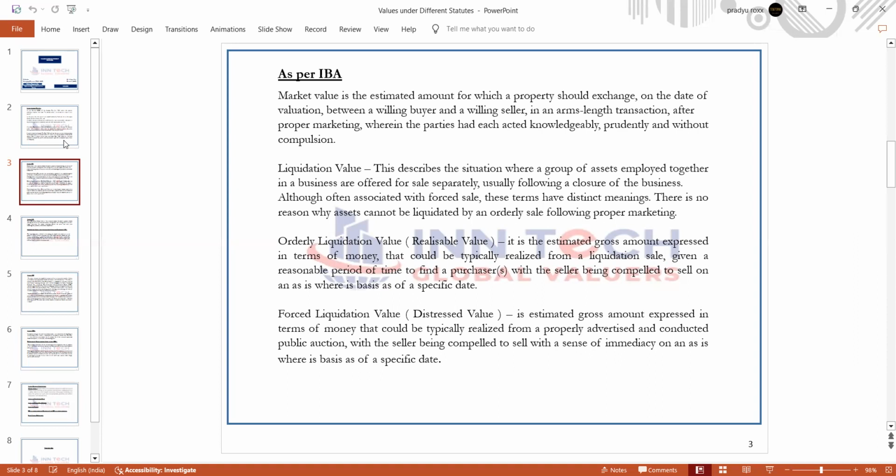Orderly liquidation, as per them, is called the realizable value. The bank expects all these three: the market, the realizable and the distress. Distress is the one where they don't have time to sell the asset. You need to immediately liquidate the asset in a very short time, and that is where the difference between the realizable and the distress lies: there is no time for you to liquidate the property.